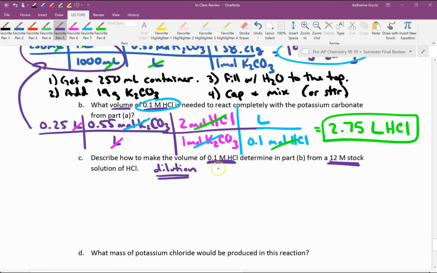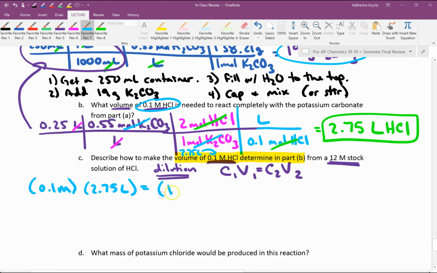We are watering it down. So this is where you guys have C1V1 equals C2V2. You just have to pair the right things together. So it said describe how to make the volume of 0.1 molar HCl determined in part B. So the volume we determined was 2.75. That's 2.75 liters of 0.1 molar. So those guys are going to go together. So 2.75 liters times 0.1 molar is equal to, and then the other side we're going to have 12 molar and V2, whatever it is.